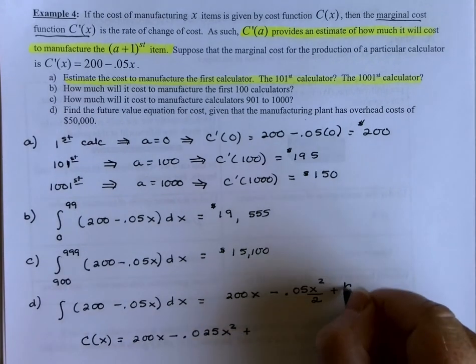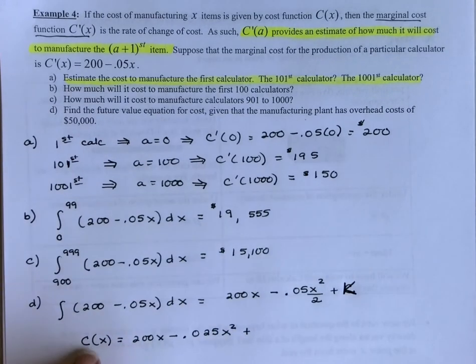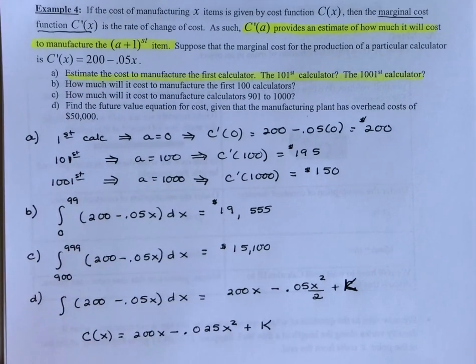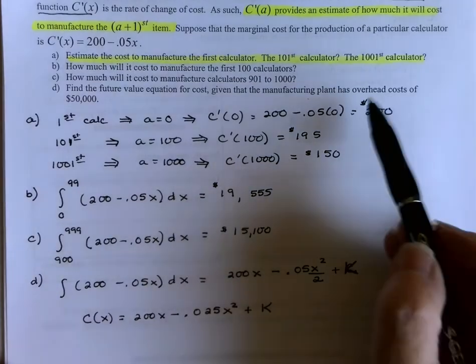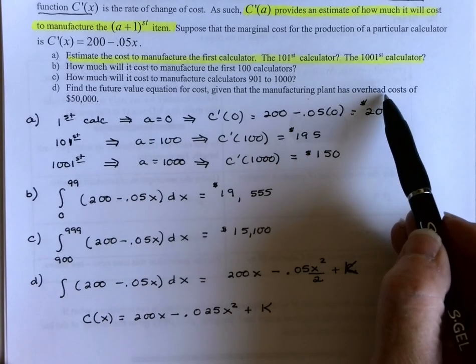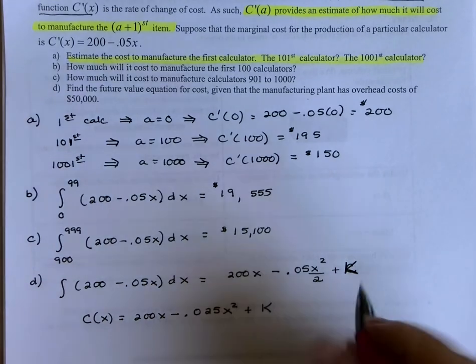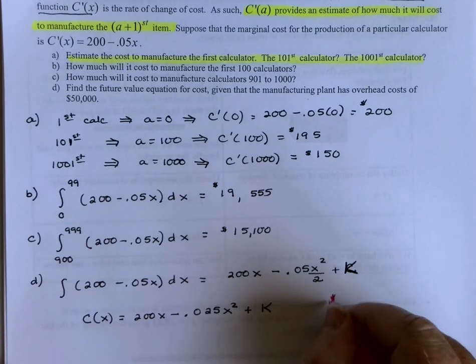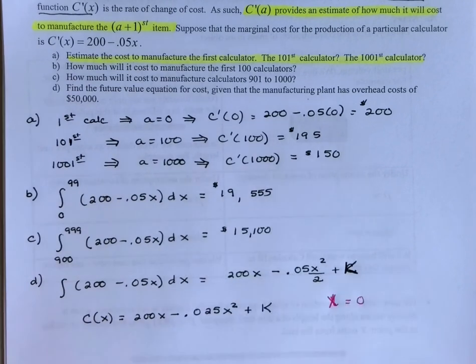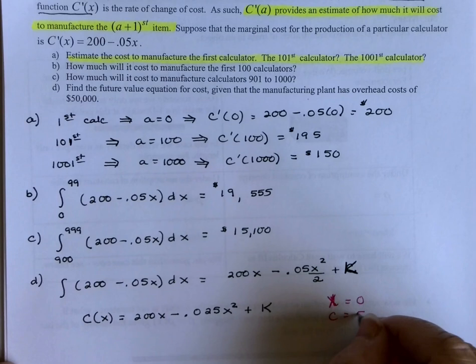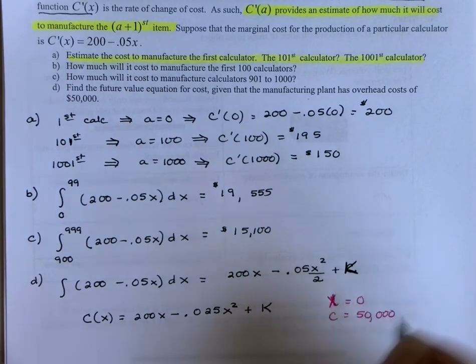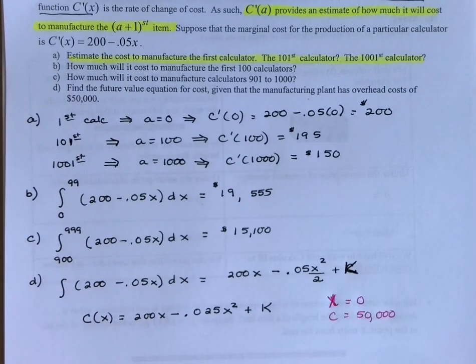Now let me call this a plus k. I'm using c two different ways here, right? Call it plus k this time. We are told that the overhead costs for this manufacturing plant are $50,000. So what that's really saying is that even if I don't manufacture a single calculator, if x is 0, my cost is still going to be $50,000 just in overhead to keep the building and keep the lights on and pay my employees, I guess, all that kind of stuff.